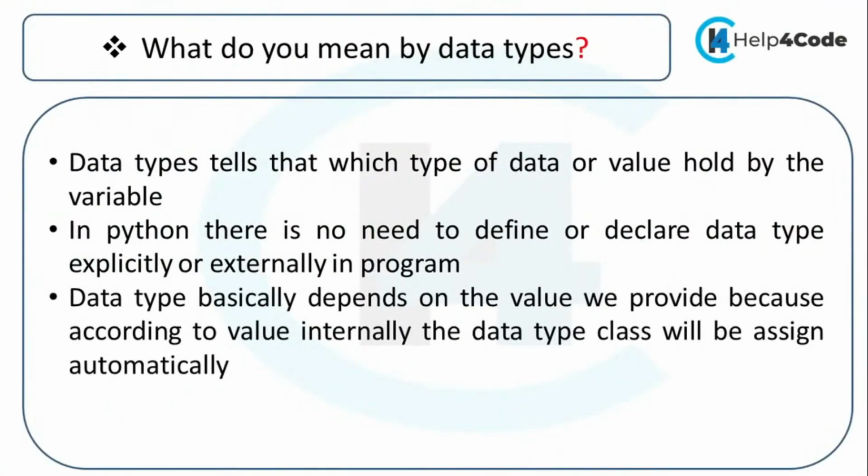So the data type basically depends on the value which we provide, because according to the value, internally the data type class will be assigned automatically. तो internally क्या होता है, उसका class assign हो जाता है.